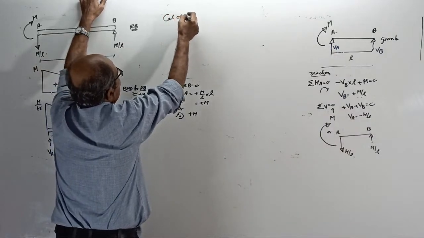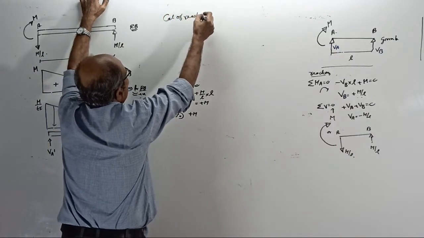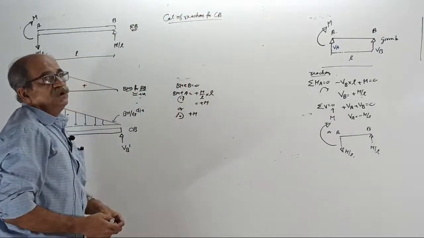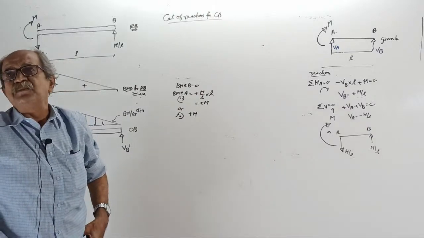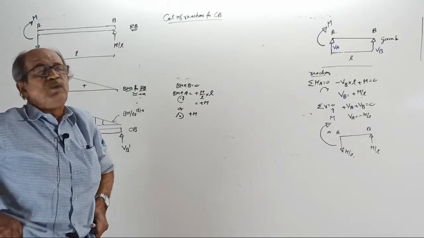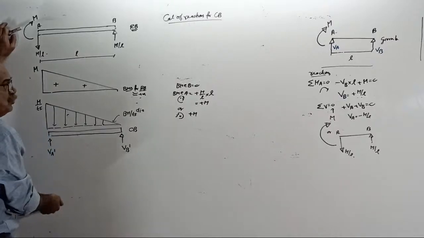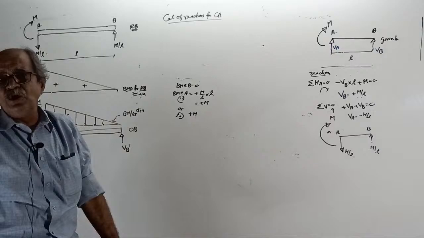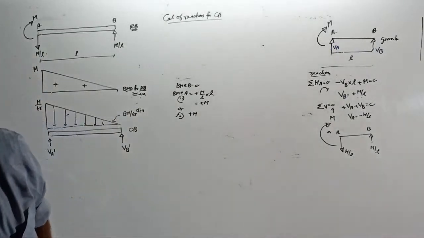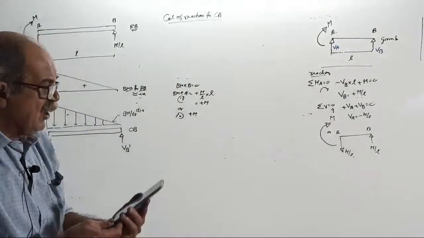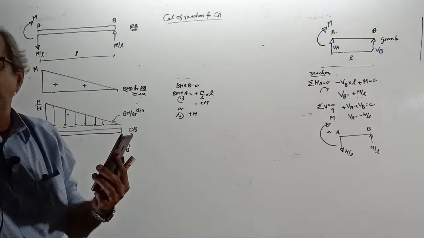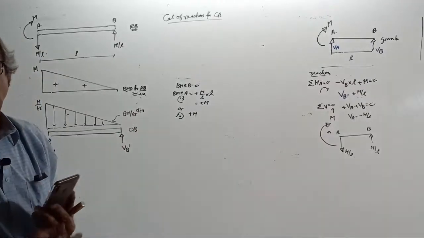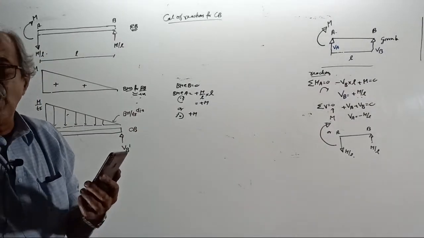Calculation of reactions for the conjugate beam. Remember, you cannot do it like last time. Why can you not write, due to symmetry, VA dash equal to VB dash equal to total load by 2? Tell me why you cannot write that, like last time.